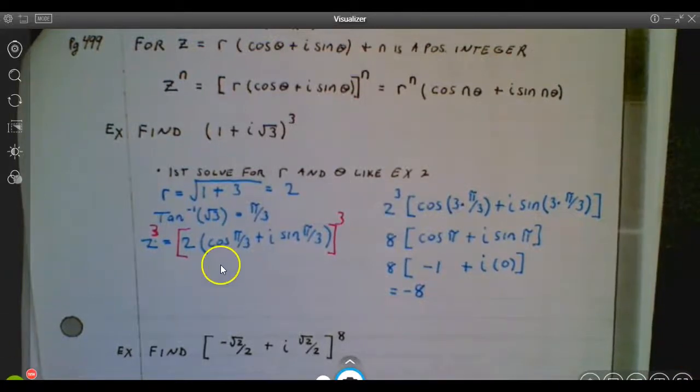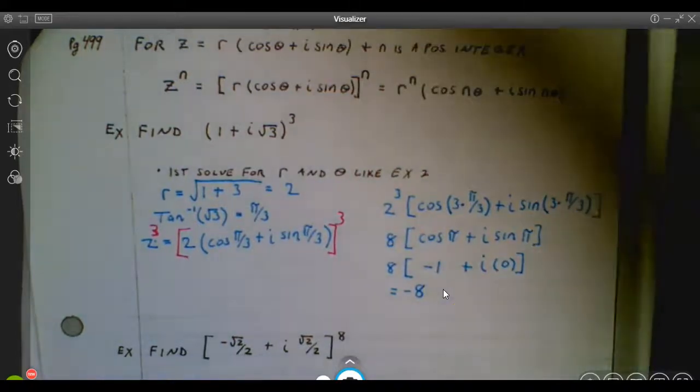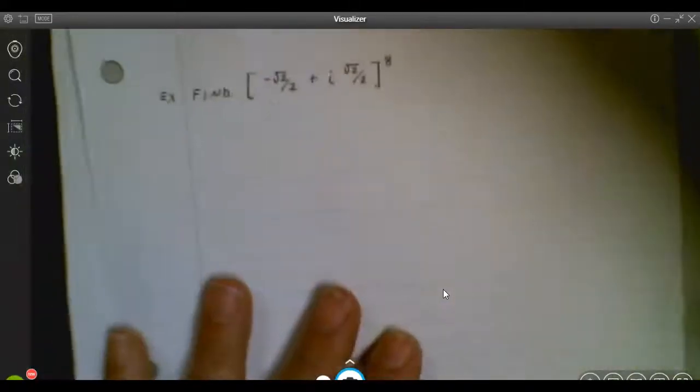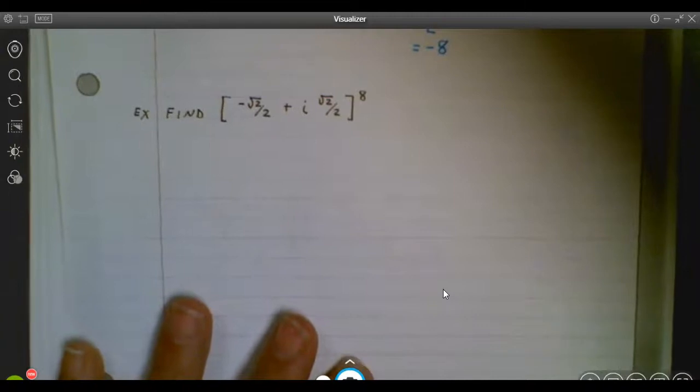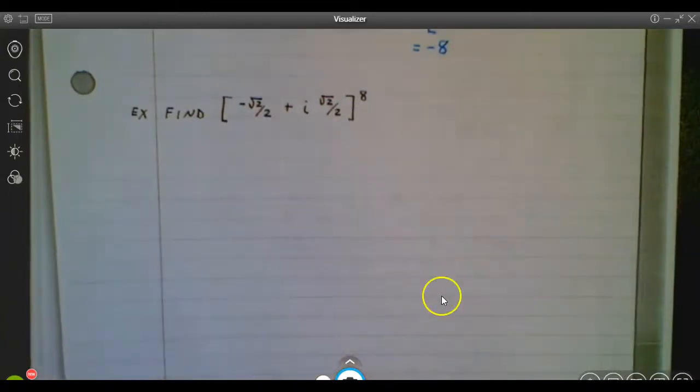But again, the key step on this one, guys, was recognizing that if I'm giving it in standard form, I need to start by putting it into trig form before I apply De Moivre's theorem. We're going to try one more together. So this one, again, is given in standard form. So we're going to try converting this into trig form and then applying De Moivre's theorem.